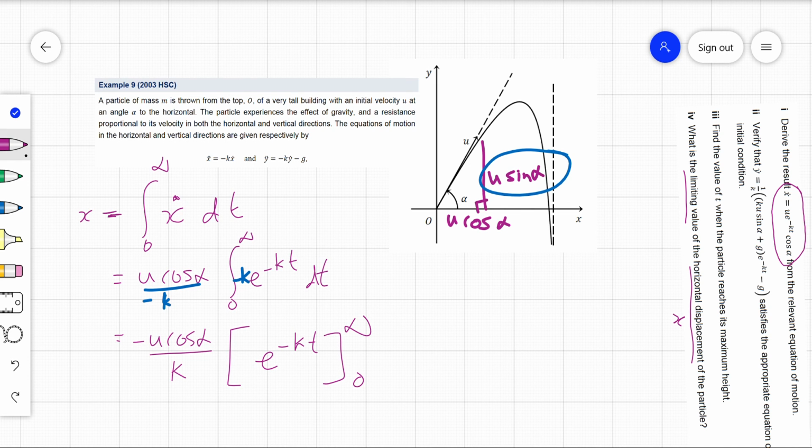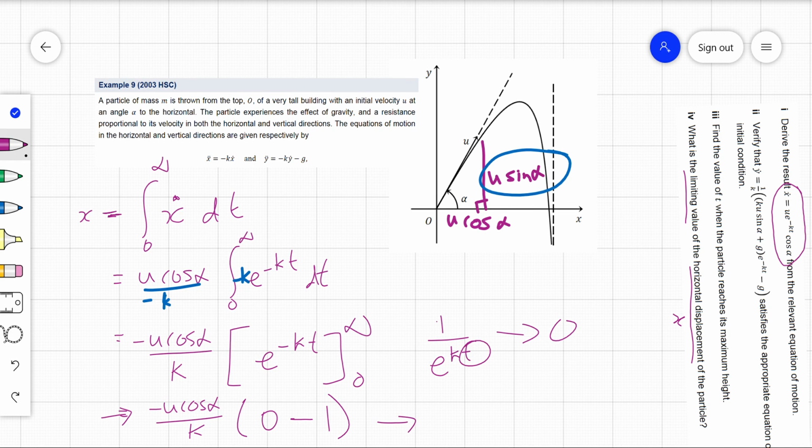All right, now let's have a think about what happens as t goes to infinity. Remember, e to the negative kt is the same as 1 on e to the kt. So as t gets really, really big, this goes towards 0. So really, this is all going towards here. So what are we going towards? Well, this would go 0 minus, when I put 0 in there, I get 1. So you can see it's going towards u cos alpha on k. So the limiting value of the horizontal displacement goes towards u cos alpha on k as a horizontal distance.